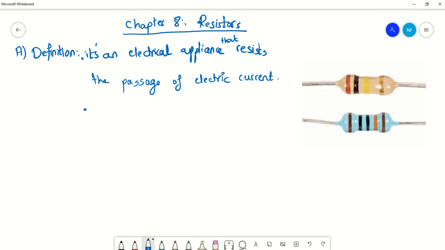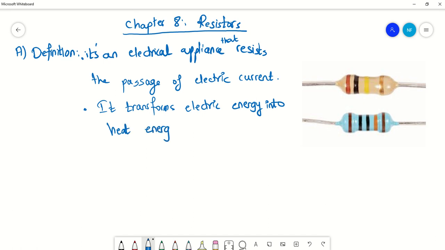We said also in our classes that for some applications we need this passage of the electric current, as in the heater and boiler. So in this case the resistor transforms the electrical energy into heat energy. So what about its shape? How can we see it? Approximately it has a cylindrical shape.